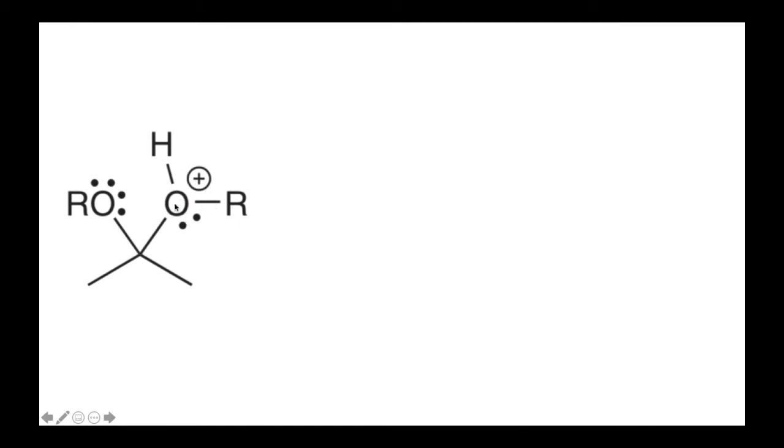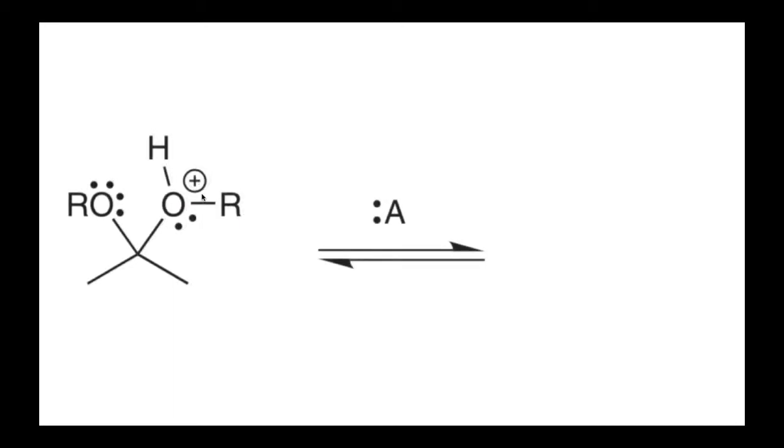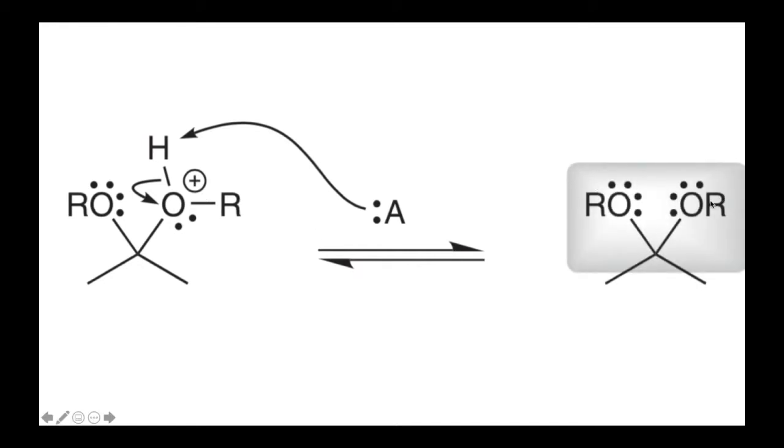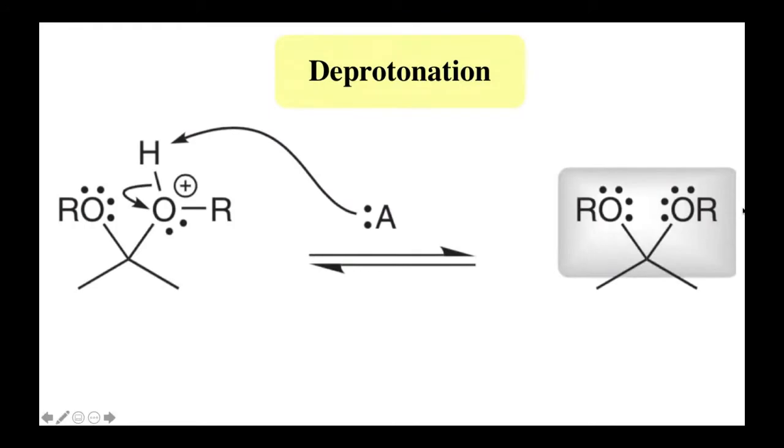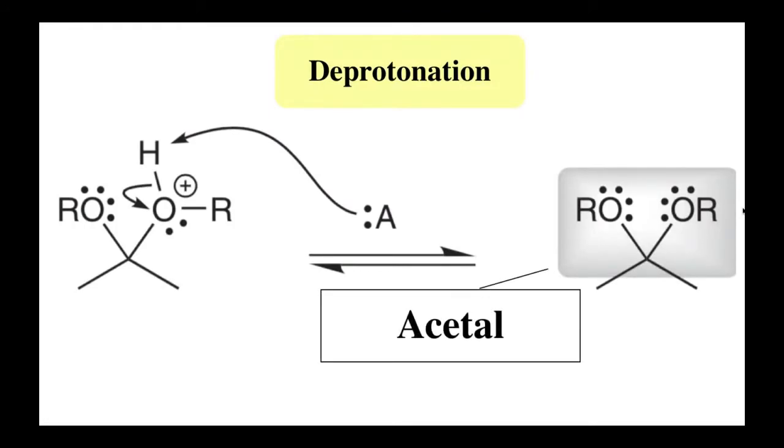How can I get rid of this formal charge that I don't want? Deprotonate, says Skyla. Perfect. She used the exact word I wanted her to use. Deprotonated. So a base in solution, another conjugate base, will deprotonate our activated ether group, and that'll form two ether groups, a diether, ROOR. This is what we call deprotonation, and this is our acetal.